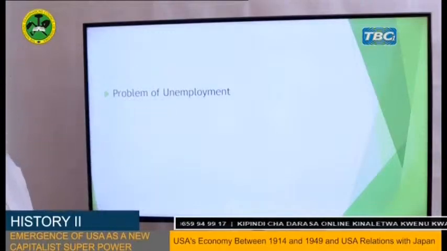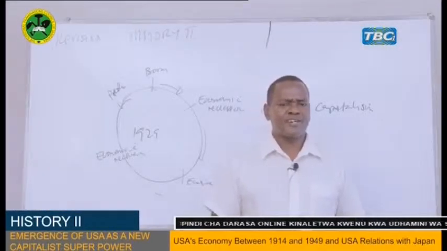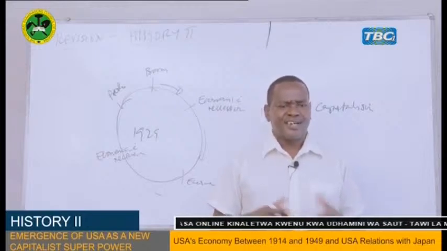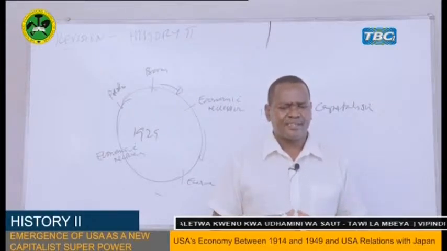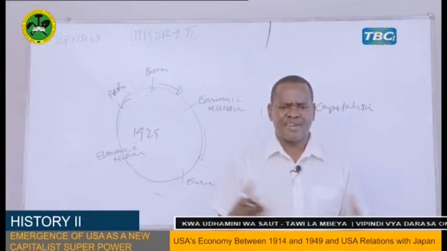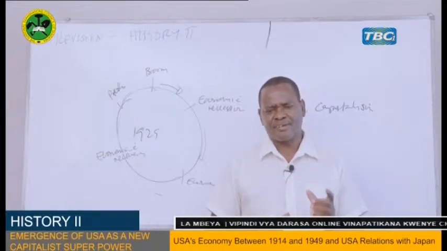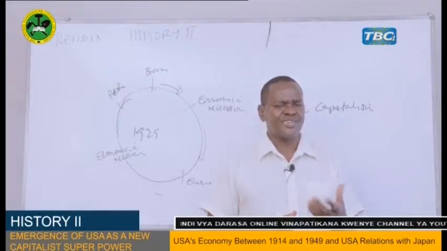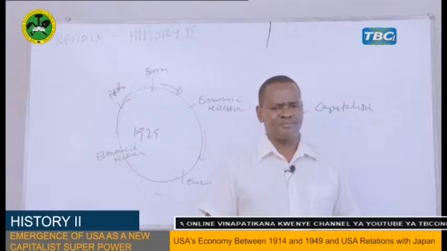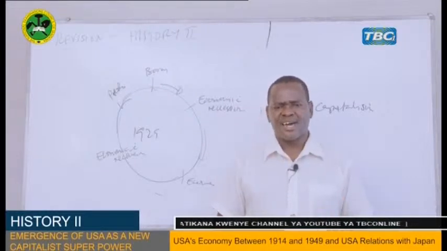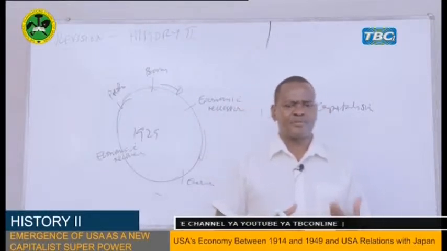Another problem was the problem of unemployment. Remember, my dear students, the problem of unemployment has only one solution. Unemployment can be solved by providing employment, creation of employment. So the government of the United States of America started to think of ways of creating employment, and so they formed different kinds of projects where people were employed.